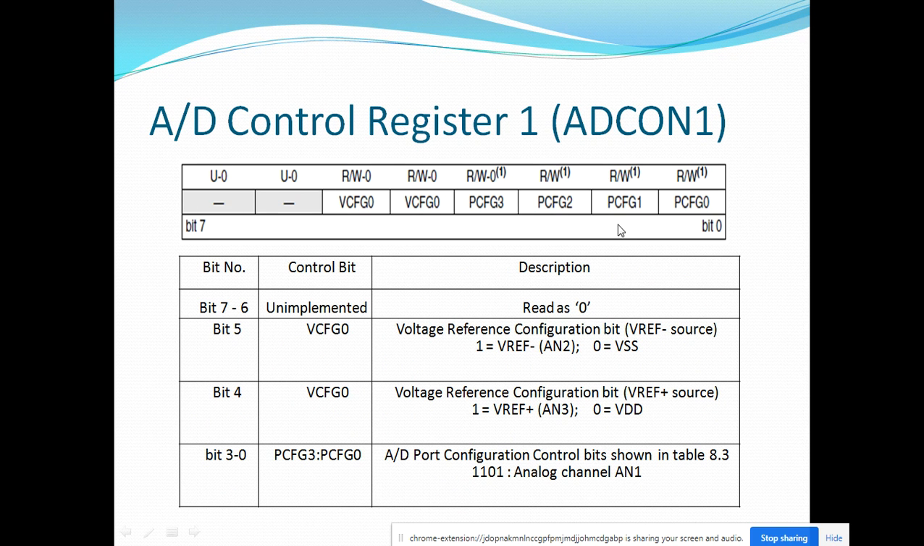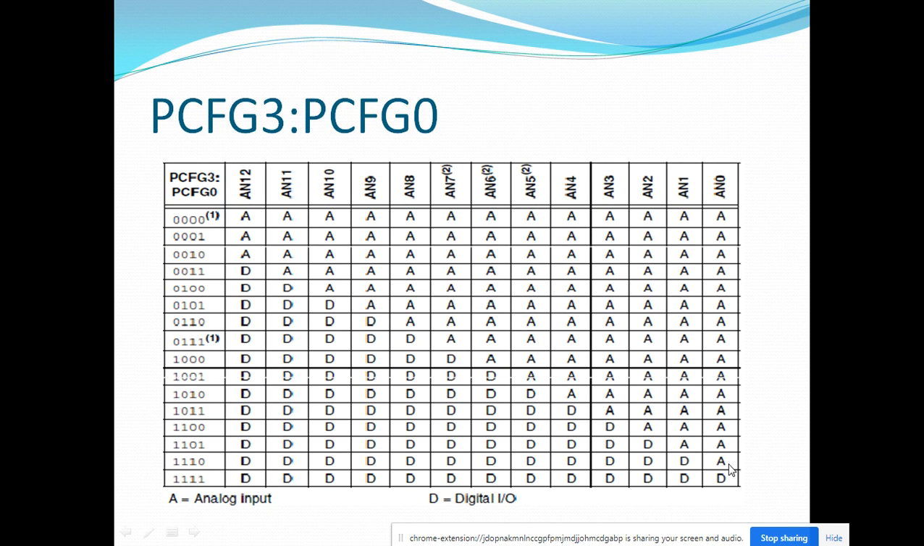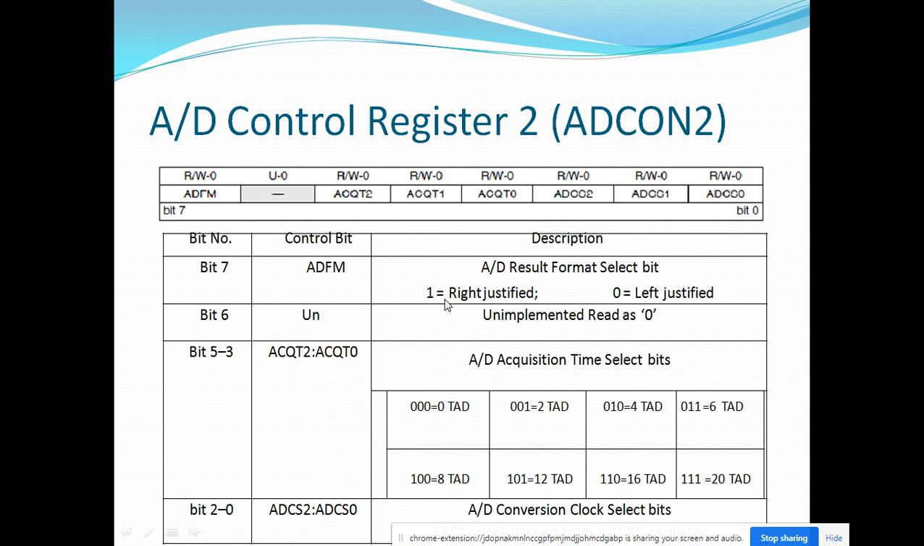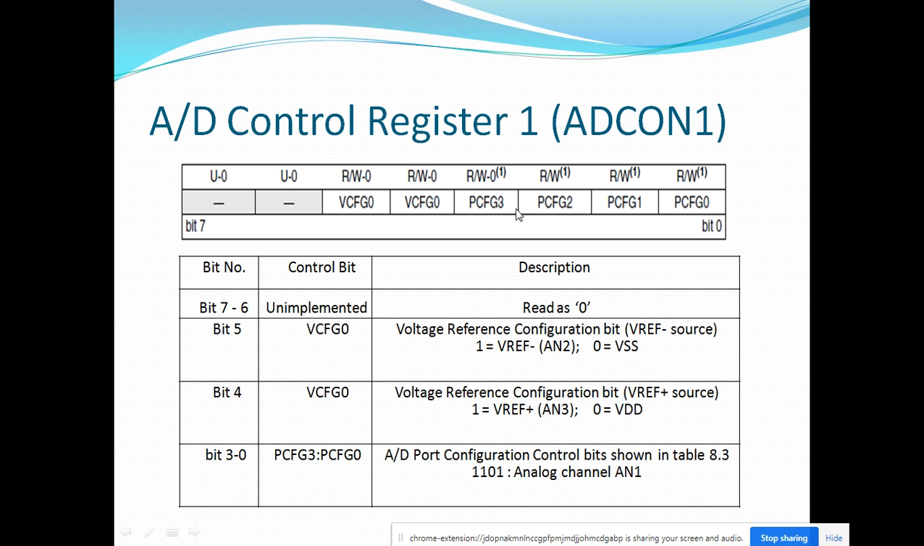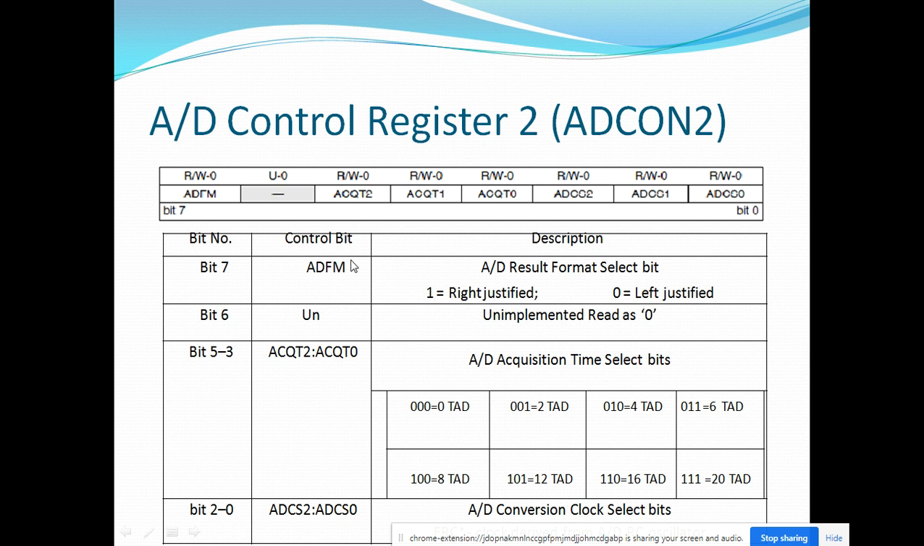So what value can we calculate? 00 for the 0 to 5 volt signal, and if I want to use all 13 channels as analog inputs, I should write all zeros to these bits. So if I write ADCON1 equal to 0x00, I will use the 0 to 5 volt input voltage range, accepting 0 to 5 volt as the analog input range, and I will use all 13 channels as analog inputs. So I can connect 13 sensors to these 13 channels of the ADC module of the PIC18F4550. So this is all about ADCON1.